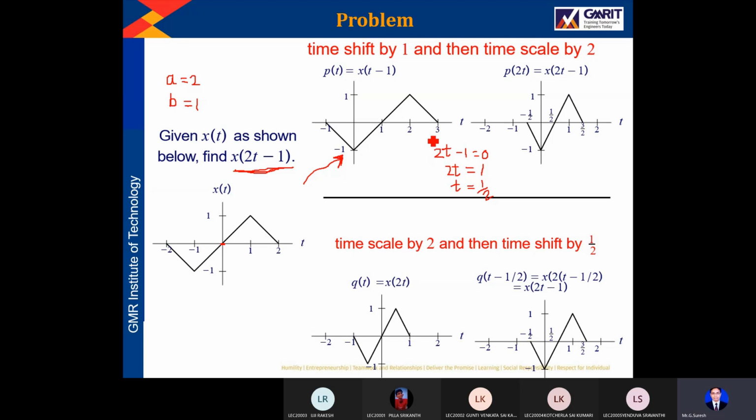That will be shifted to 1 by 2. Okay, are you following? Are you following? Then similarly you can do that.